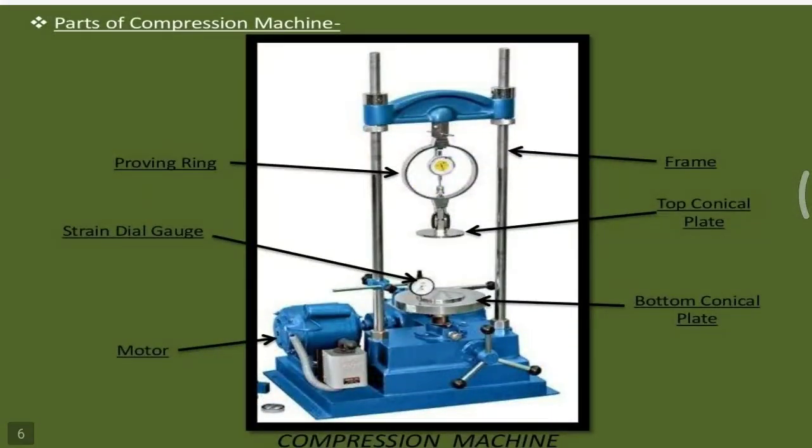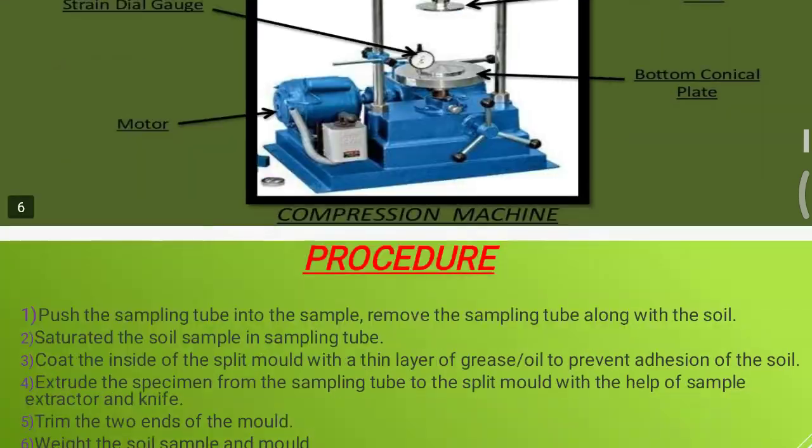This is the diagram of the ring type compression machine. Here you can see the different parts of the compression machine like the motor, bottom conical plate, strain dial gauge, top conical plate, frame and proving ring.